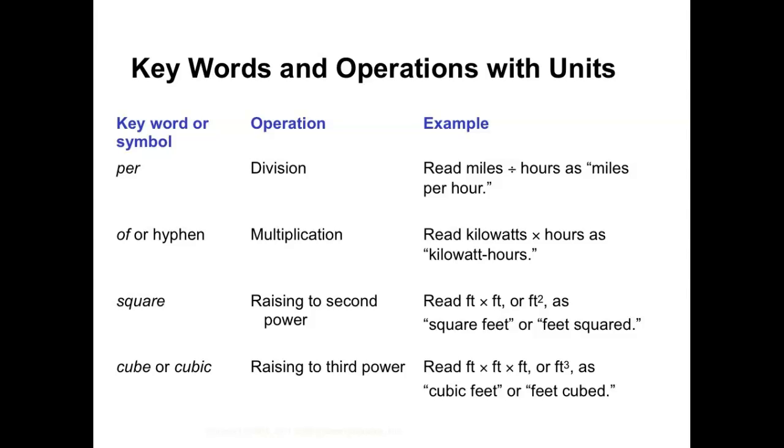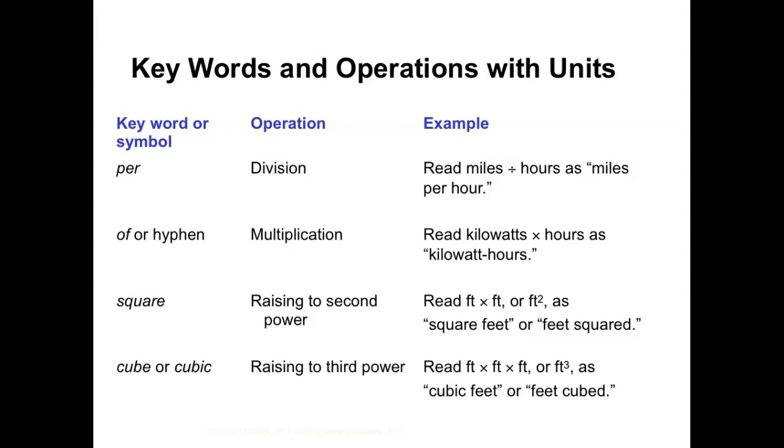Okay, when doing unit analysis, we're going to be looking at a lot of word problems. You're going to want to be able to break down the mathematics from the verbal description. So it's important to understand what operation they're trying to communicate. So the word per is division, so miles per hour. It's miles divided by hours.